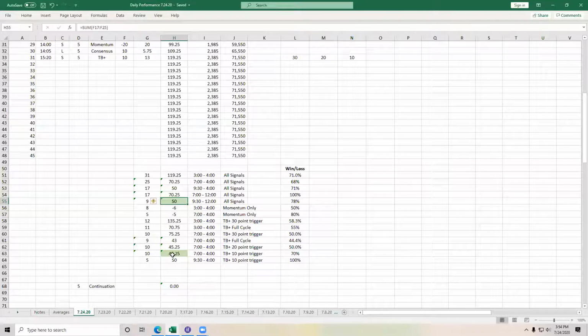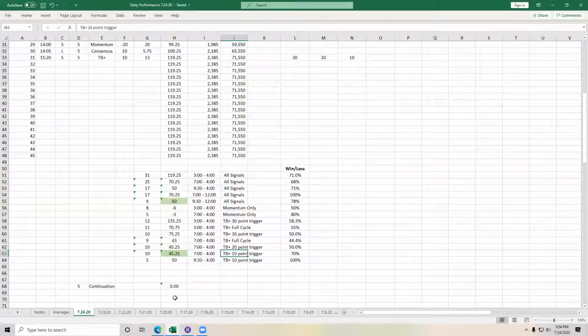And then the other category we take a look at is our trend bias only trades, where we don't take consensus, we don't take momentum, but we take trend bias plus only. And in both of these categories, we're looking for just 10 points of profit. That's $200 of profit per contract.